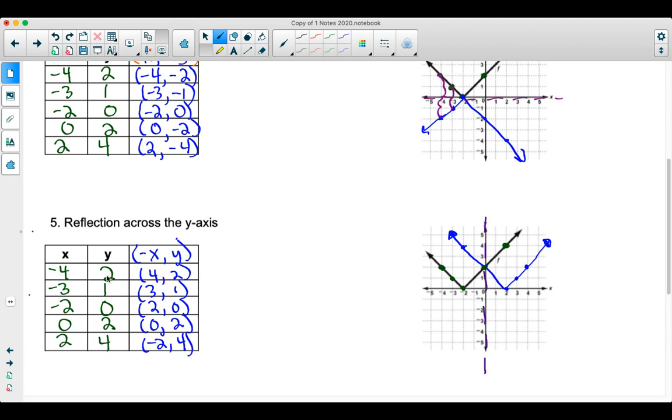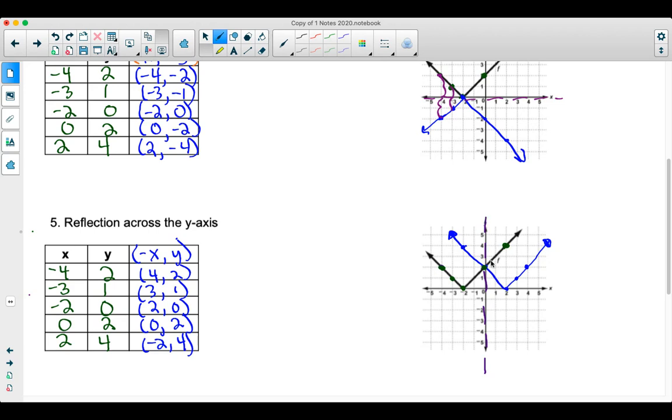So -4, 2 is going to become +4, 2. -3, 1 becomes +3, 1. -2, 0 becomes +2, 0. 0, 2 stays as 0, 2 because 0 again is not positive or negative. 2, 4 becomes -2, 4. All right, and you can see here on the graph, they are in fact getting reflected the same distance across.